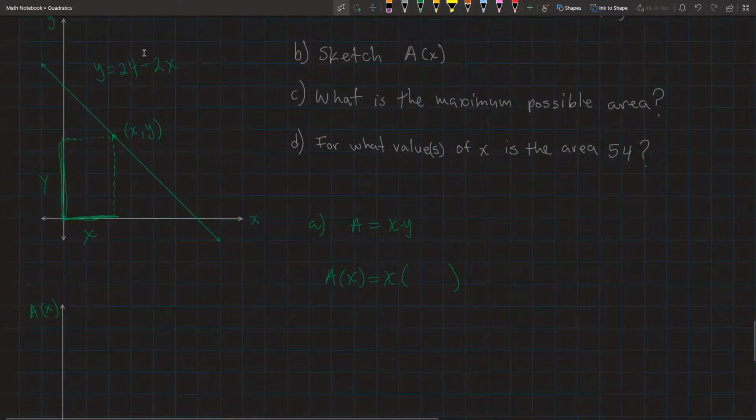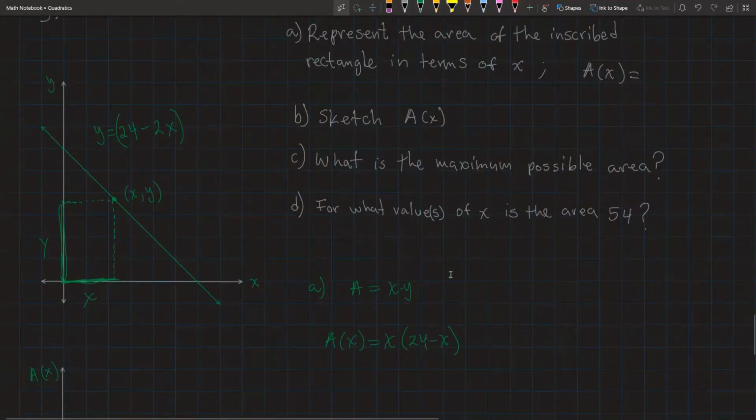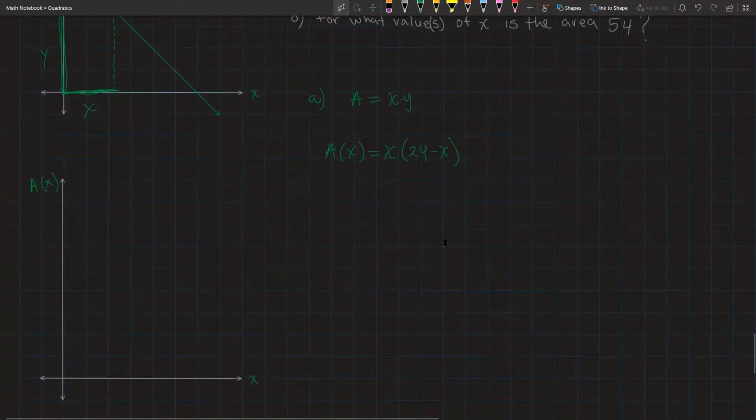And again, the nice thing is we were given this equation: 24 minus 2x is y. And now this is only interpreted in terms of x values. So there we go. We got the first part done. And from here, we can go straight to the graph. We know that x equals 0, or x equals 24, 0.